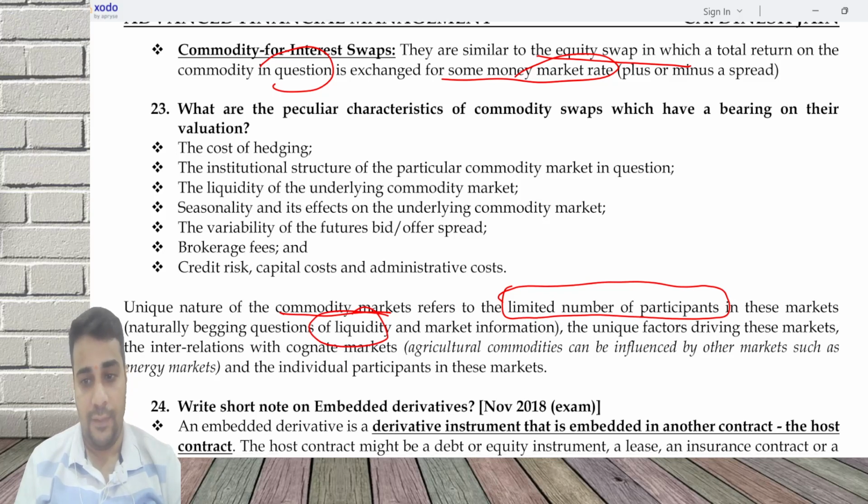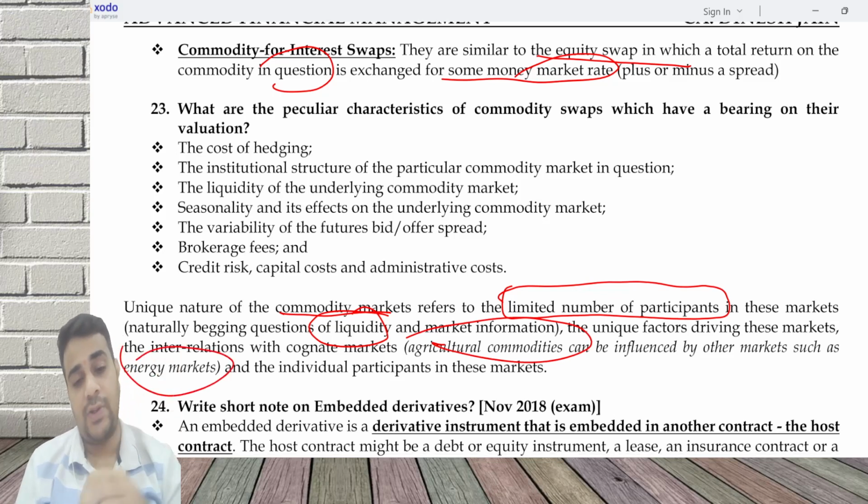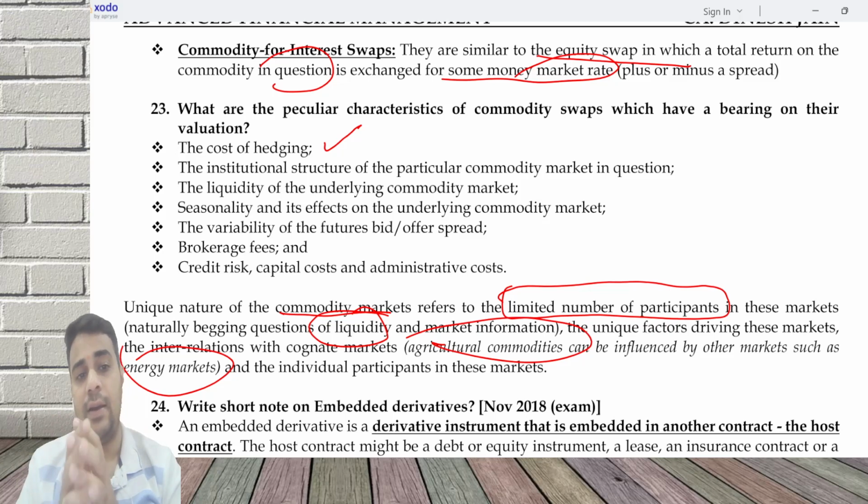There are unique factors which drive these markets, and the interrelationship. There is a relationship of an agricultural commodity with the energy market, because the cost of an agricultural commodity can depend on what the energy prices are, and on the individual participants in this market. So the peculiar issues here are the limited number of participants, unique factors which are driving these markets, and the interrelationship with other markets. So cost of hedging, institutional structure of the particular commodity, liquidity, seasonality, variability, brokerage fees, credit risk, all these are going to impact the valuation of a commodity swap.